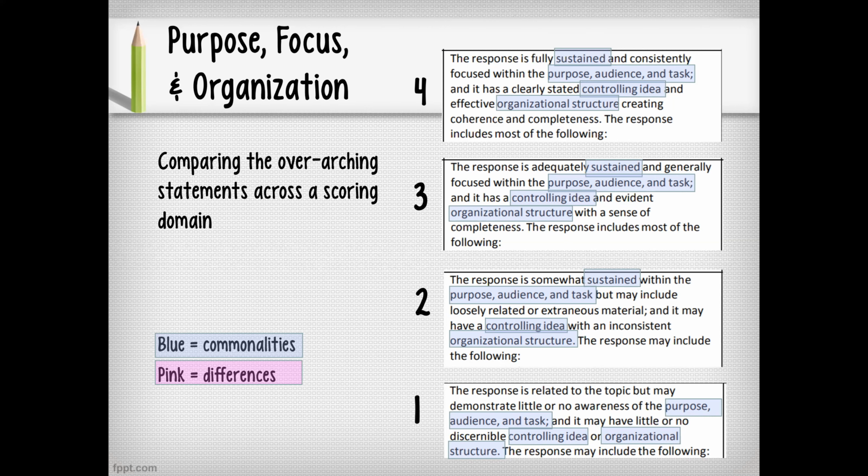So you'll see how sustained is it in a 4? Well, it's fully sustained. So in order to get a 4, one element is that the response is fully sustained. In a 3, it might just be adequately sustained. In a 2, it's somewhat sustained. And then in the 1, this is where we see that it just may be related to the topic.